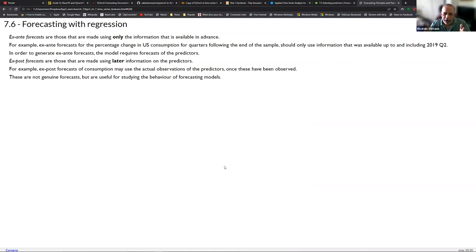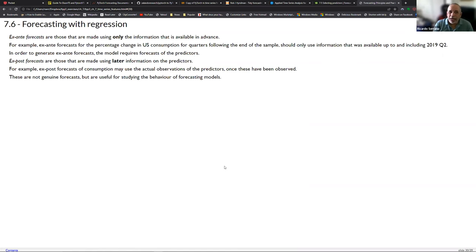So we're going to have only the data that is available until today, right? Okay, so we're going to use that to produce our future values for the rest of the year. That could be an example of an ex ante forecast.